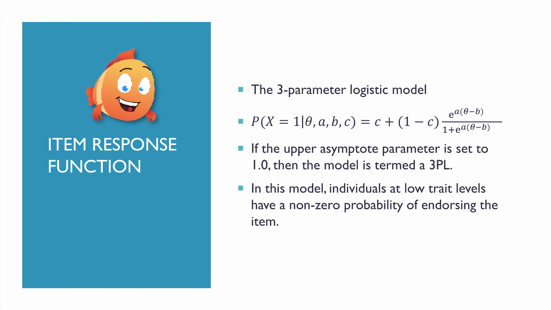So the 3-parameter logistic model is very similar to the 4-parameter model. But instead of having the upper asymptote, the D parameter, we have replaced it with a 1, which turns this entire model into a 3PL model. In this model, individuals with low trait levels have a non-zero probability of endorsing the item, but those on high trait levels effectively have a near perfect probability of endorsing the item.